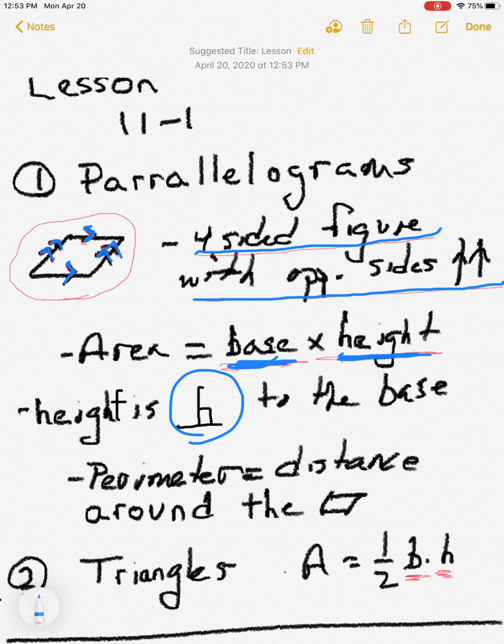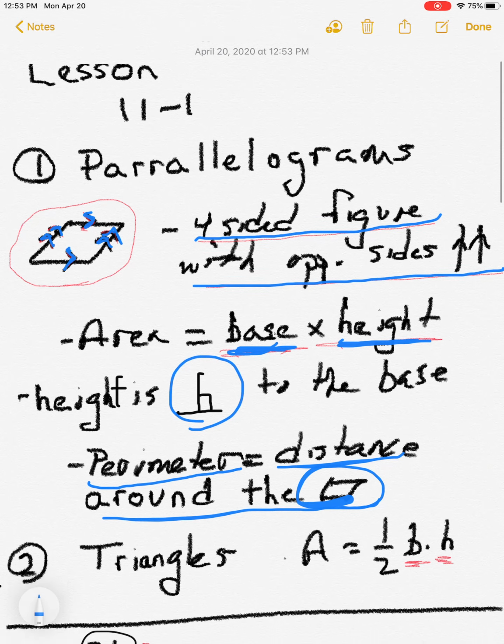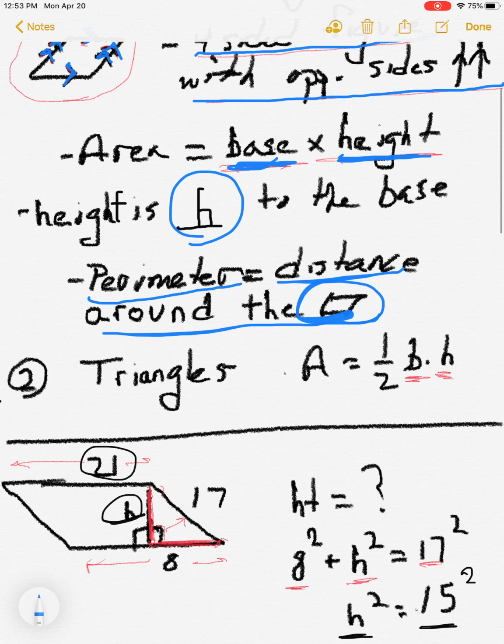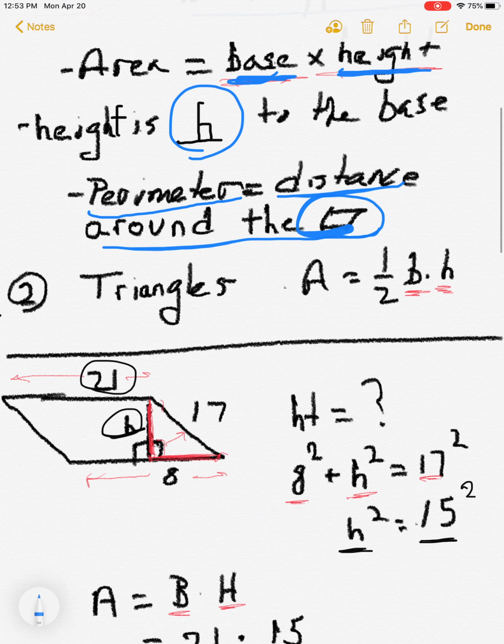The perimeter of the parallelogram is the distance around the parallelogram. And again, here we have the symbol for a parallelogram. All right, and then the area for a triangle is half of base times height. Let's take a look at some problems here.